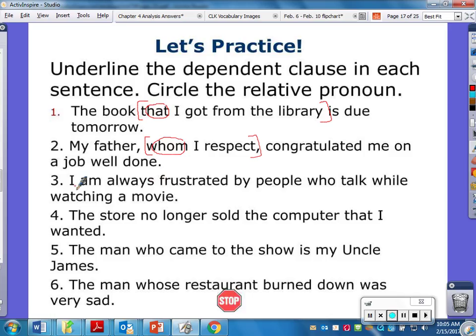Number 3. I am always frustrated by people who talk while watching a movie. Where's our relative pronoun? You said who. You're correct. Remember, relative pronouns will start our dependent clause. Who talk while watching a movie is our dependent clause. Try to do number 4, 5, and 6 on your own.